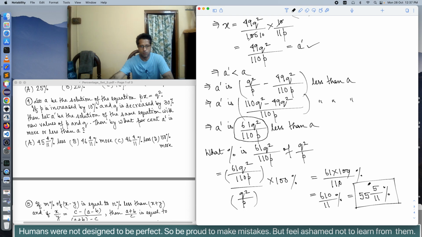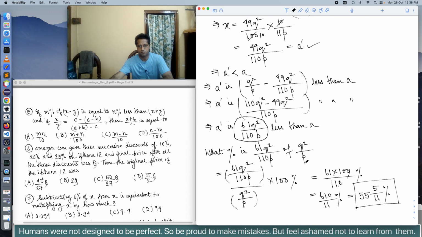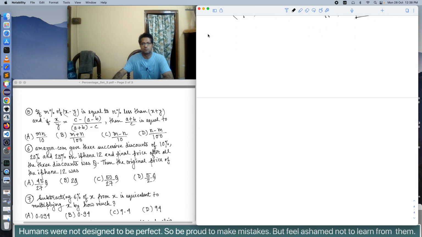Okay, so let's move on with the next question, question number 5. If m% of x minus 1 is equal to n% of x plus 1, x plus y, and if x by y is equal to c minus a minus b by a plus b minus c, then a plus b by c is equal to.